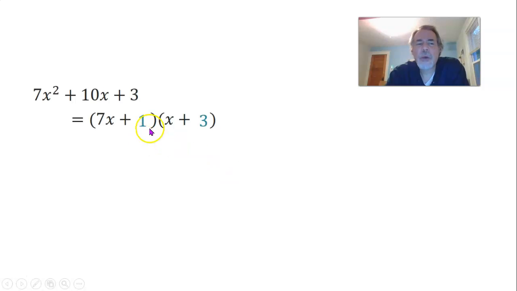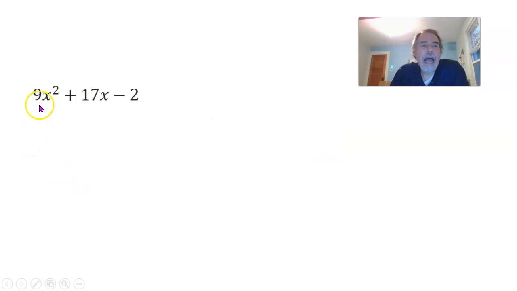What if we switch them around? What if we put the 3 here and the 1 here? Now if we FOIL this, we get 7x squared plus 7x plus 3x, which combines to give you, yay, 10x plus 3. So yes, there's the correct factoring.